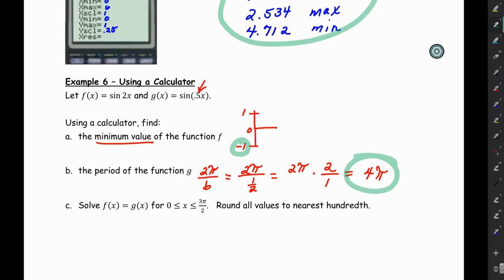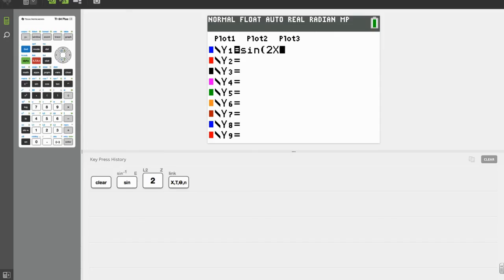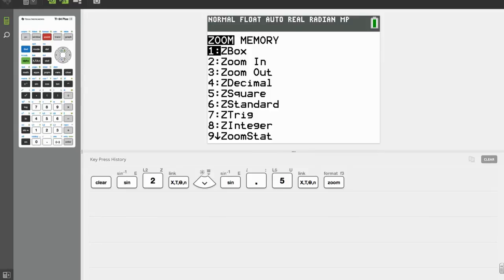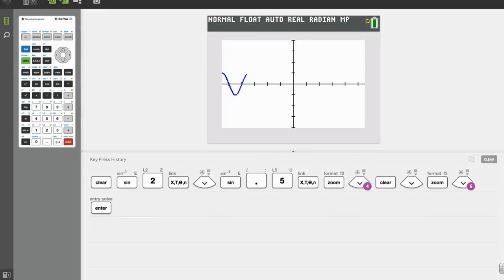And then lastly, we're going to solve for f of x equals g of x. So if we put that in our calculator and we find the intersection, then we should be able to easily solve that equation. So we go to y equals, we put in the first function. We're going to go to y sub 2 and put in the second function. And then we need to set our window. So I'm going to use a feature called zoom trig. I'm going to go to zoom, I'm going to choose number 7. That's zoom trig.